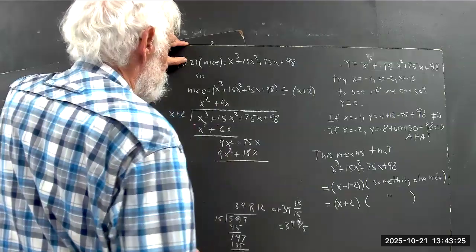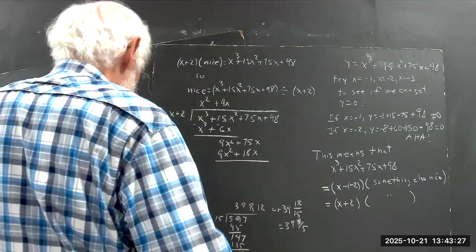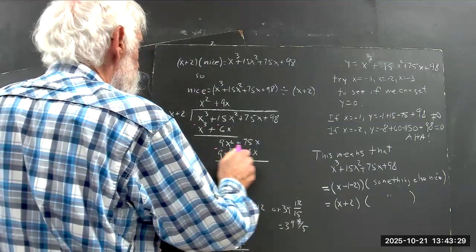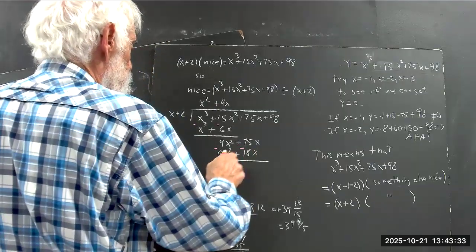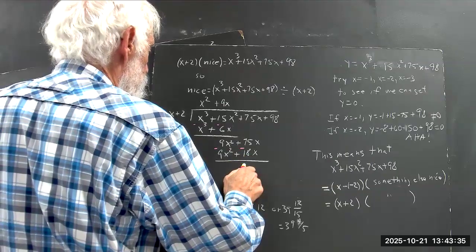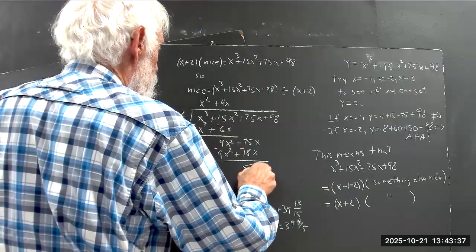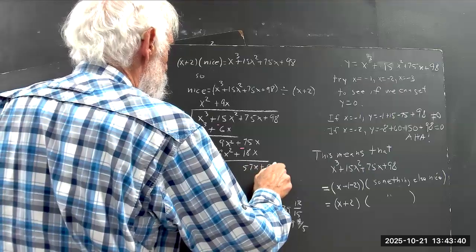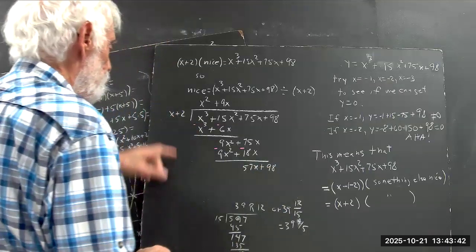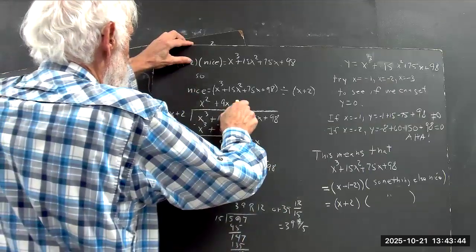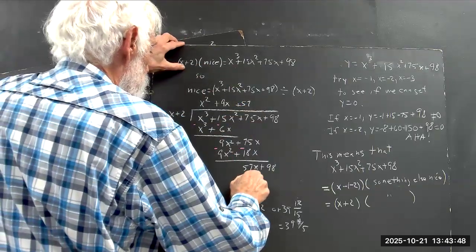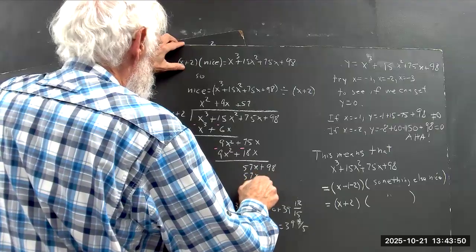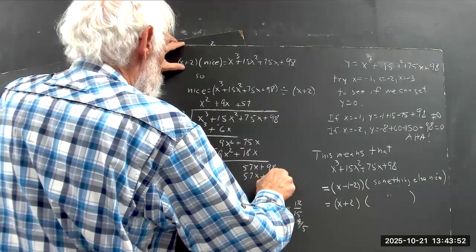Then we've got 18x. We put a little minus sign here, the minus sign here. This gives us 0. This gives us 57x plus 98. So we write 57, because 57 times x is going to give us 57x, but then that's going to be plus 114.